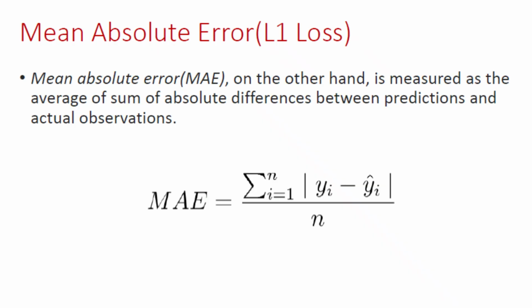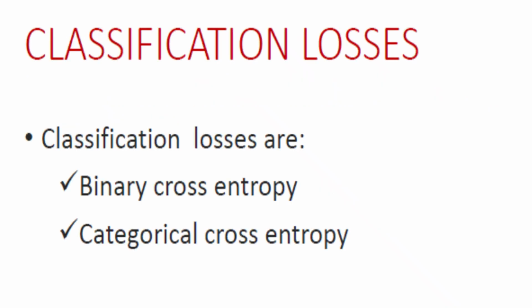Again, this is the mean absolute error. Here we take the absolute values of predicted and actual. Again, for the classification loss, we use two techniques, binary cross entropy and categorical cross entropy. Binary cross entropy will be used for what? If you are performing binary classification, we can use this, and if you are doing a multi-class classification, then you can use categorical.